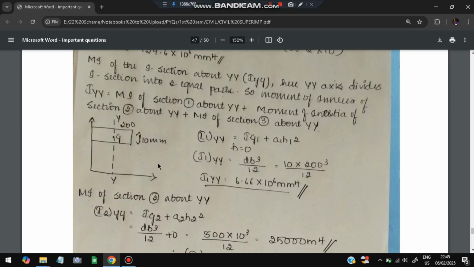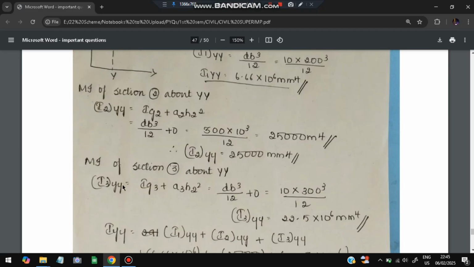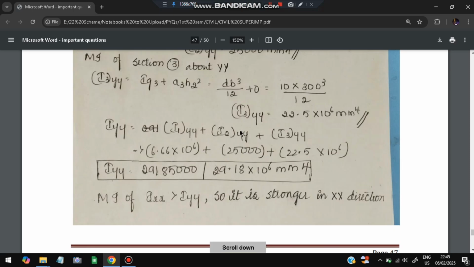This we had derived in the first equation, right? You remember, right? This directly will be applying this formula, and this is the value, which is A1 H1 square. H will be 0, so this value will get cut off. So this value will be 10 into 200 cube by 12. So this will be the I11 YY value. Similarly, we'll do for the I22 YY value and I33 YY value. When we do that, we'll add it up and we'll get the final answer here.